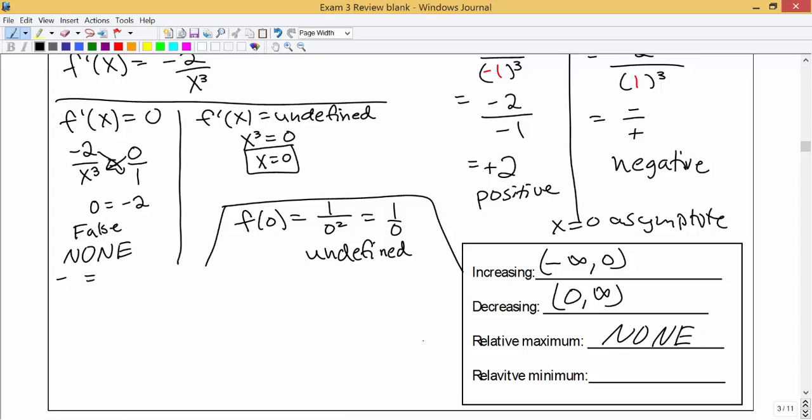because remember that we have to have a legitimate point on the graph that we can say is higher than any point to the left or to the right of it. Since there's an asymptote there, this is not a point on the graph. So there is no point on the graph at x equals 0, and therefore no relative max. And we also had no relative minimum.